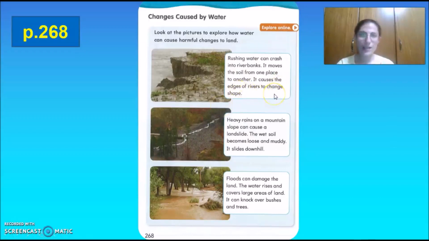So I'm going to reread it, then I'm going to explain. Rushing water can crash into river banks. It moves the soil from one place to another. It causes the edges of rivers to change shape. So they're telling us that the rushing water in the river can crash into river banks, and it moves the soil, as we could spot in the picture, from one place to another, causing the edges of the river to change their shape. Clear, as we could see, it's changing the shape of the edge of the river.